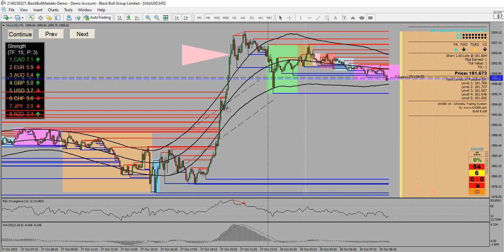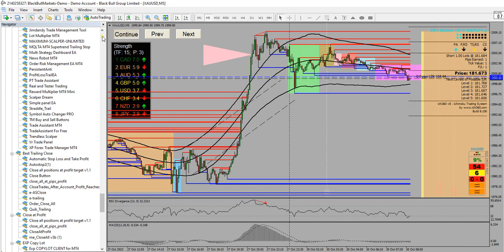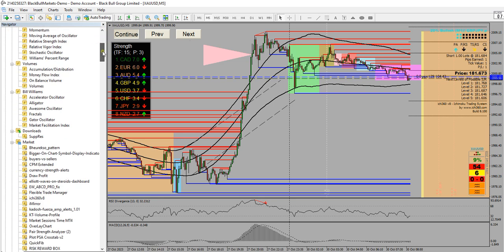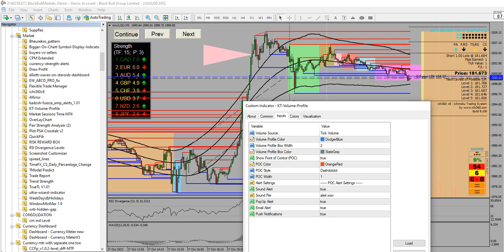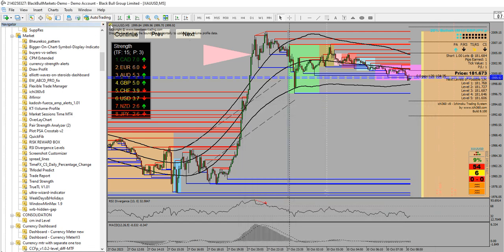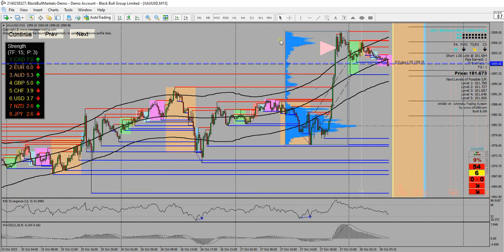Really, we need the KT profile. Let's dig it out. KT, come to me. It doesn't like 5-minute time frame. Sometimes it'll pop up, sometimes it won't. So you can see we got point of control way up here. So that was your first alert. You got some resistance here.